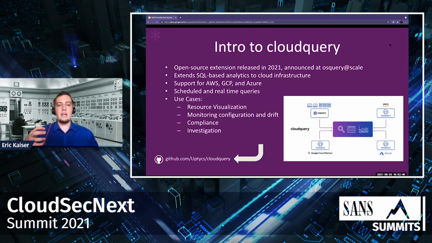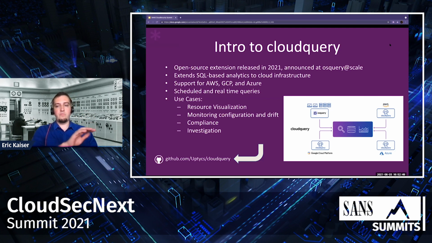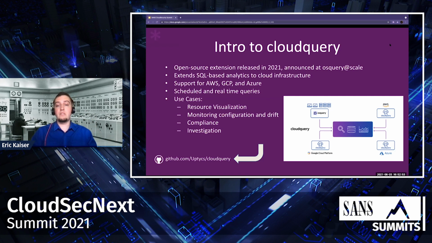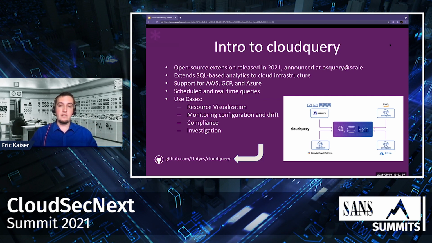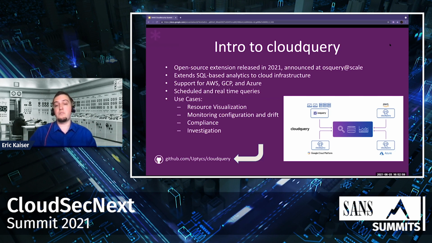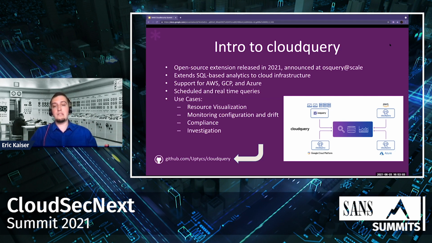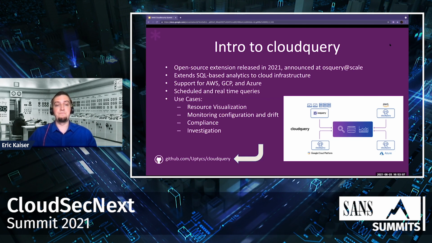Again, going back to the idea of audit and compliance, were all of my resources in compliance for the last 6 months? Were they in compliance for the last 7 days, whatever that rolling window is? It also allows you to do investigation because you can ask real-time questions. What's going on in this instance? What's going on in this S3 bucket? What's going on in this user's account?